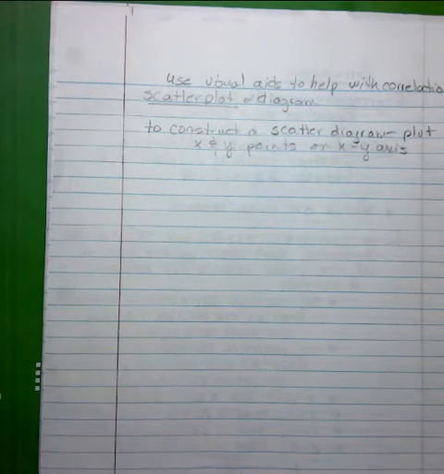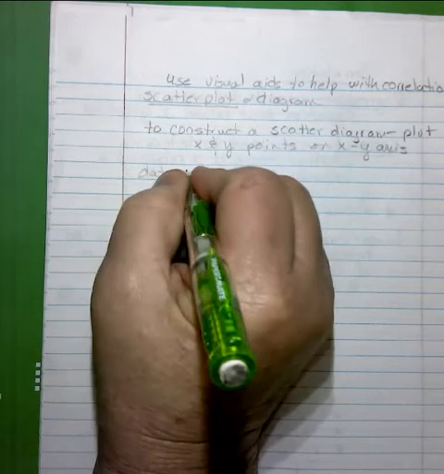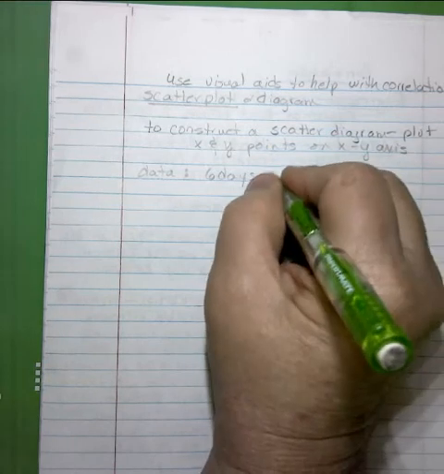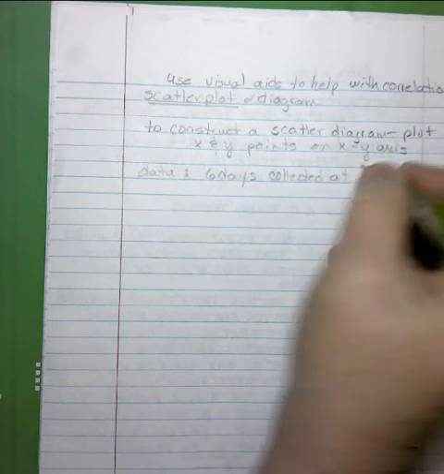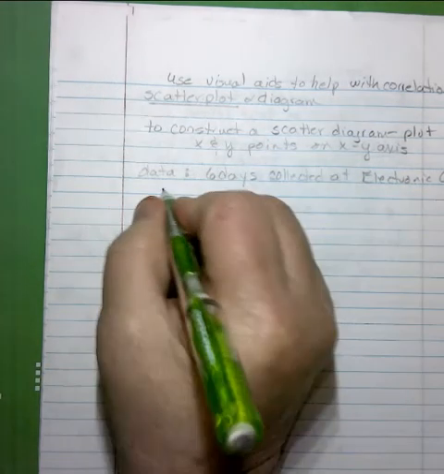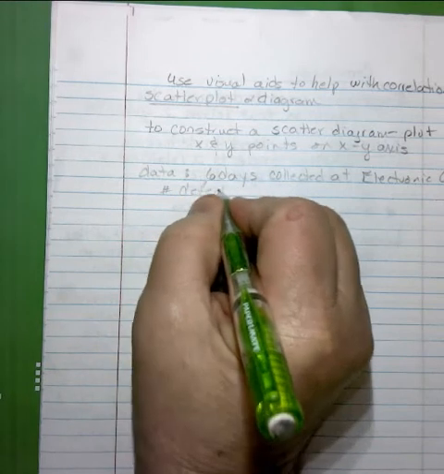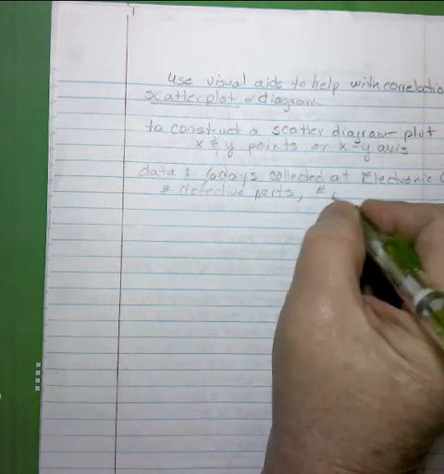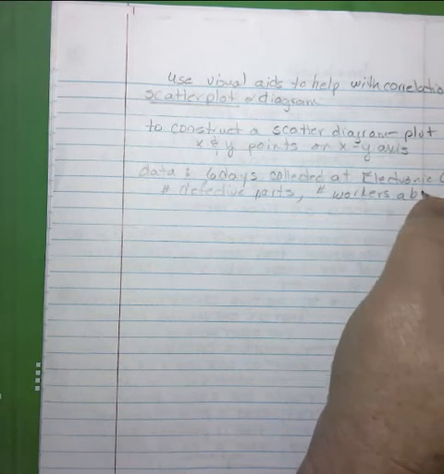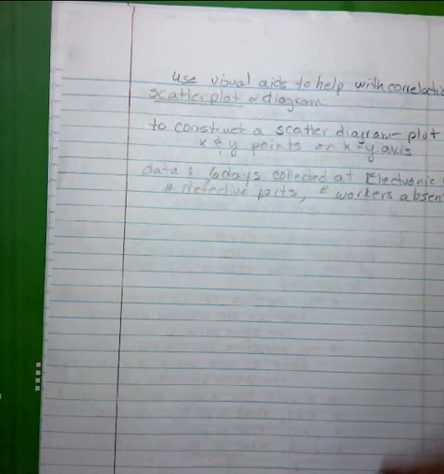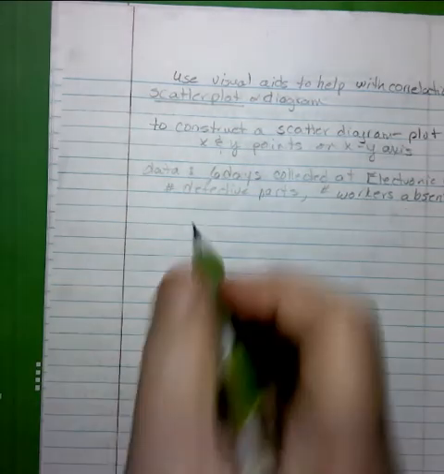So we have some data. We have 6 days where we collected data at an electronics company. We collected the number of defective parts, and we collected the number of workers absent. What we want to do is determine if there is a correlation between the number of workers absent and the number of defective parts.